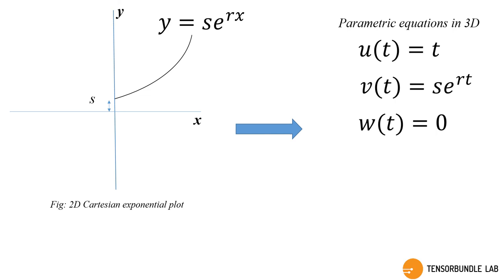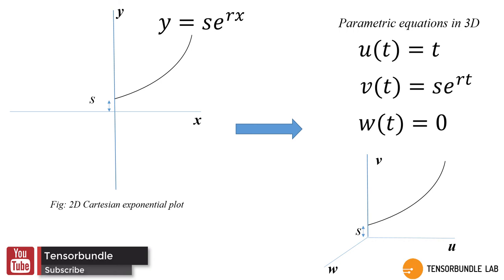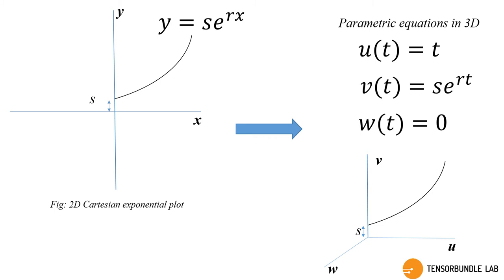Now, this equation can be transformed into parametric equations in three dimensions with this set of three equations where u, v, w are the three axes. The shape of the curve is maintained although the coordinate system is changed. Okay, so now let's go to the CST environment to transform these equations into a real antenna.